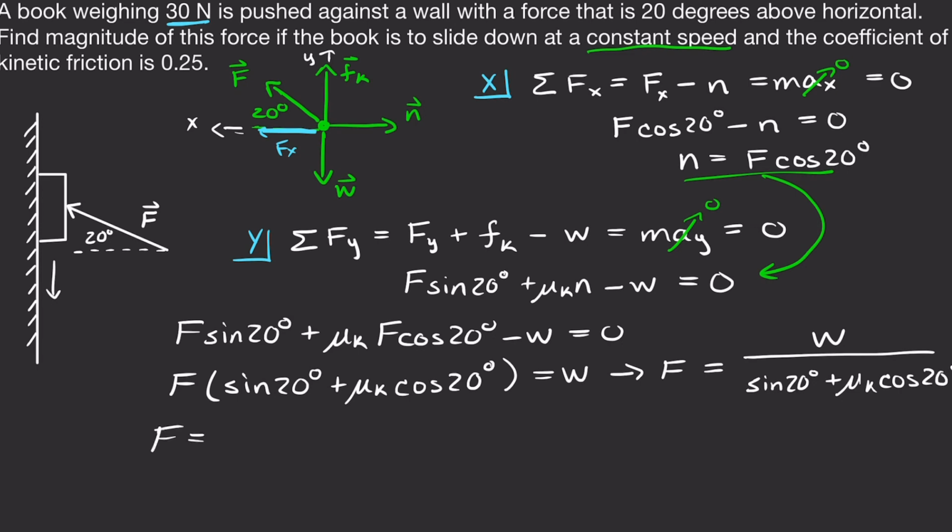So plugging all of that in, I have 30 newtons for the weight, sine of 20 degrees plus a coefficient of kinetic friction of 0.25 times cosine of 20 degrees, and this gives me an answer of 52 newtons.